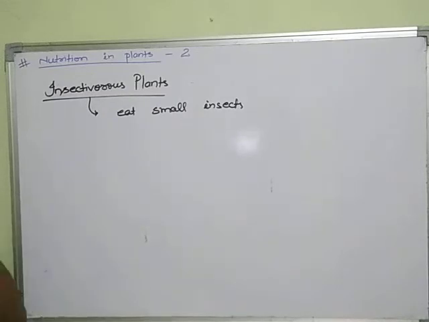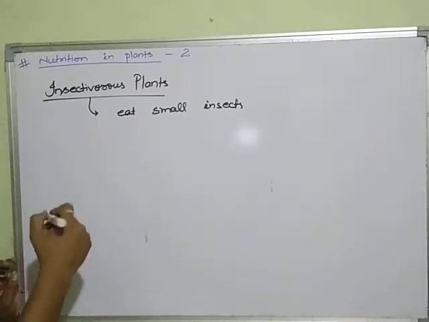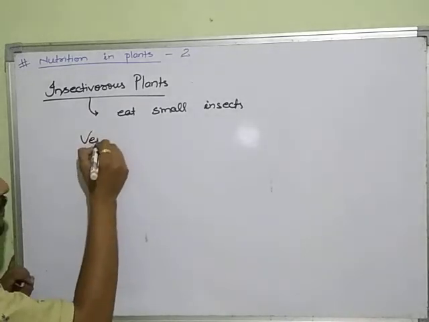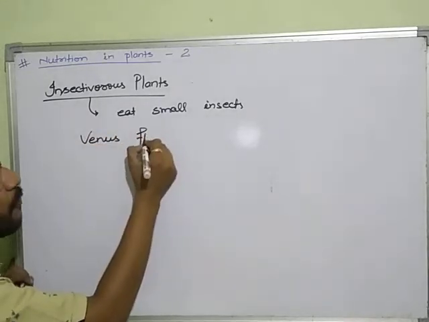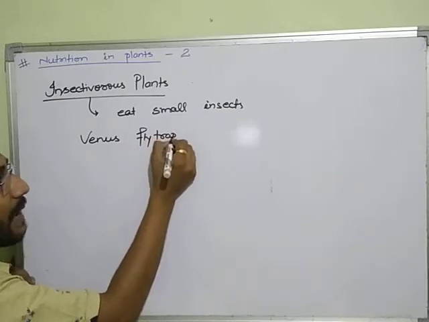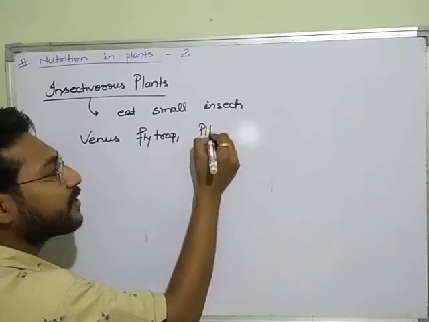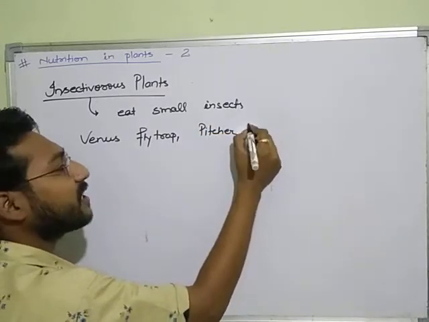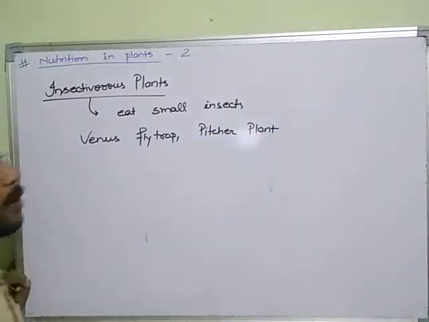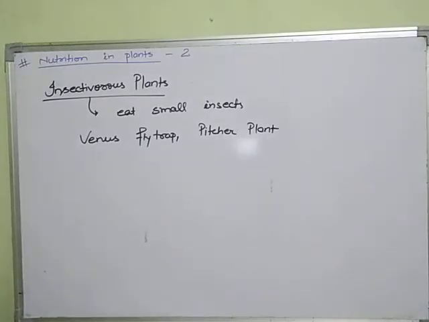The plants which are categorized as insectivorous plants are Venus flytrap, that is the name of that plant, and one more plant is known as pitcher plant. These are called insectivorous plants. Insectivorous plants generally eat small insects, and they have a special structure to catch their prey.